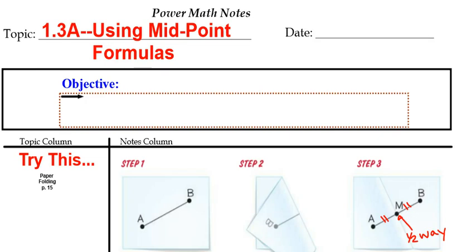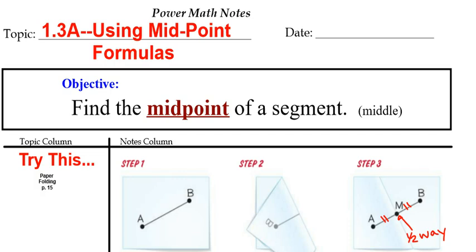Let's work through the practice problems from lesson 1.3a using the midpoint formula. Remember, from this lesson, our goal was to find the midpoint of a segment, find the middle of a segment. First, we started out by folding the paper in half, and then we took the average of it, and then we actually did it on the x and the y coordinate plane, so we did it in two different directions.